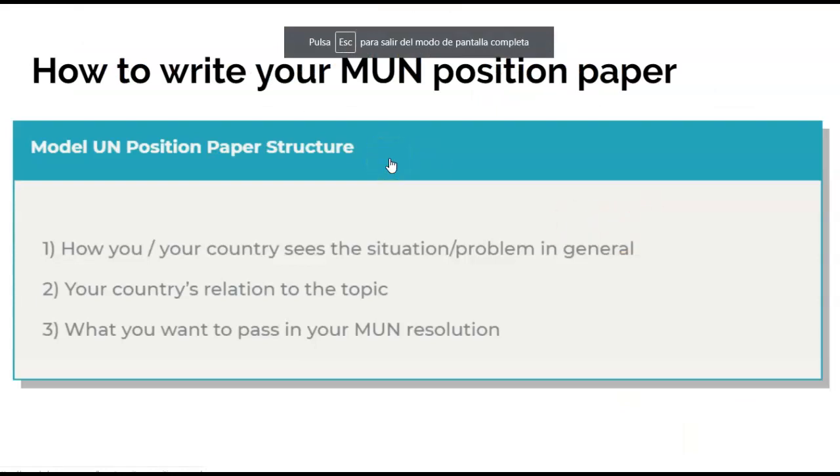So, how to write your MUN position paper? First, how you and your country see the situation or problem in general. Second, your country's relation to the topic. And third, what you want to pass in your MUN resolution. Remember that in the Model UN, it is not only about presenting the problem, but also presenting the solution that your country suggests the United Nations should take.